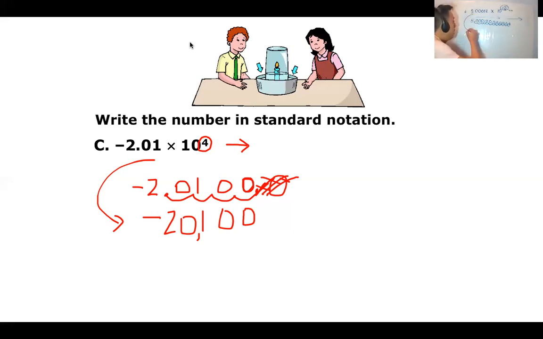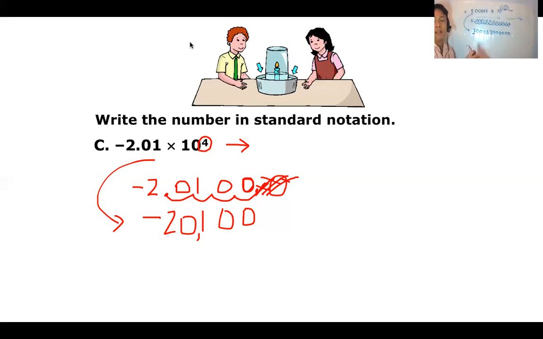So from scientific to standard, 5, 0, 0, 0, 1, 2, 0, 0, 0, 0, 0, 0, 0. Di ba? For example, ipapabasa ko sa inyo to. Paano nyo siya babasahin? Bilangin natin yung mga zeros. Hundreds, thousand, million, billion, trillion. Naka-trillion tayo dito. So we have 5 trillion, 120 million. Tama ba? Yes, tama. So 5 trillion and 120 million.